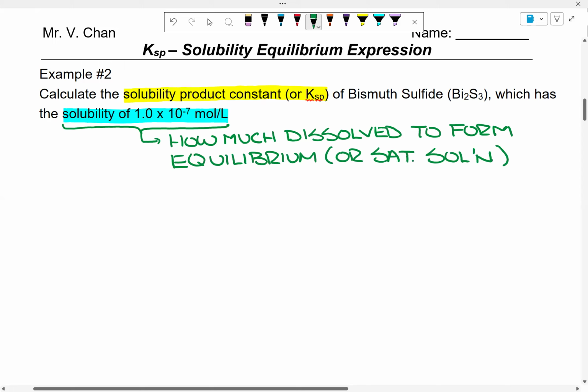Okay. Now, in this particular question, I asked you to make sure you know the difference between the solubility product constant and the given solubility. Again, here, the solubility is how much is dissolved to form equilibrium, while here, the solubility product constant is the ions multiplied together.